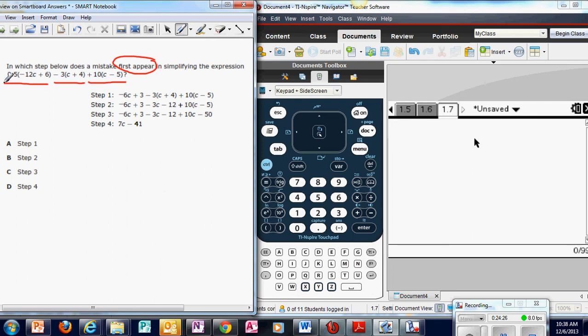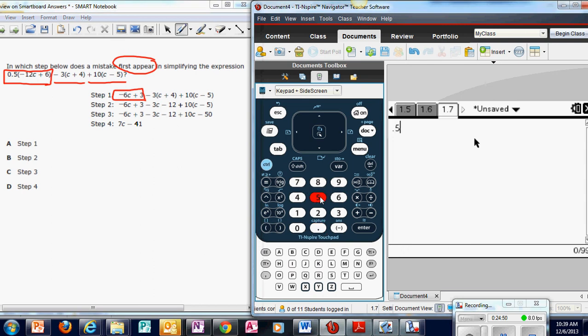So I'm going to type this piece of the expression, and see if it matches with this piece of the expression, because everything else is still the same. But before I do any of that, I need to assign C a value. So first I'm going to do this without assigning C a value, just to show you what happens. So let's type 0.5 parentheses negative 12C plus 6 close parentheses. And if we think these are equivalent, they should be equal. So let's set them equal to negative 6c plus 3.